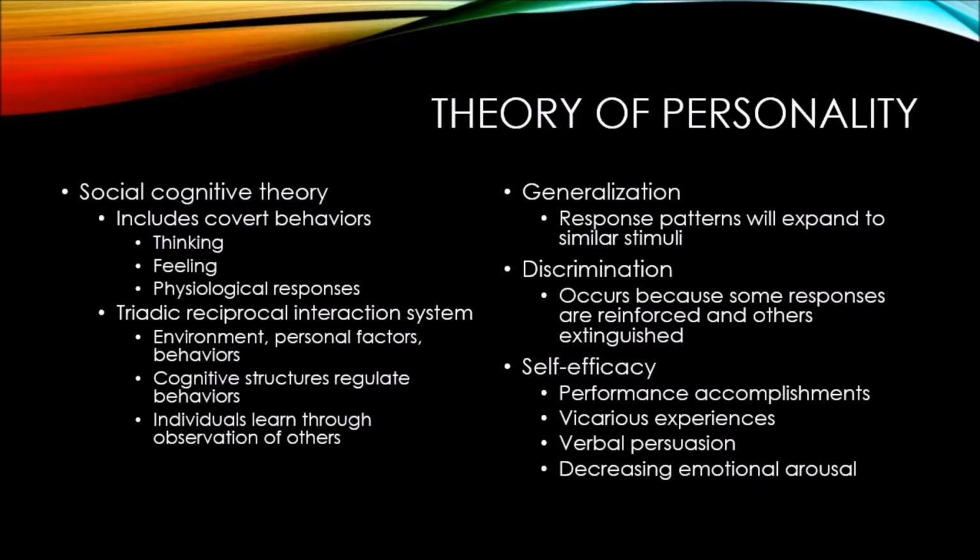Under this theory, we also have the concept of triadic reciprocal interaction system. And this system takes into account the environment, personal factors, and behaviors. A few examples of personal factors would be preferences, beliefs, predictions, or memories. Also included in this system is the self system, and that is a set of cognitive structures that regulate behaviors. Part of the system includes that individuals will learn through the observation of others.